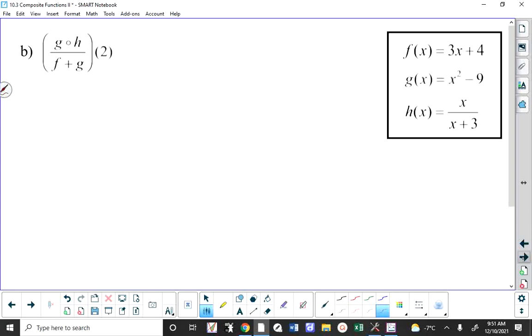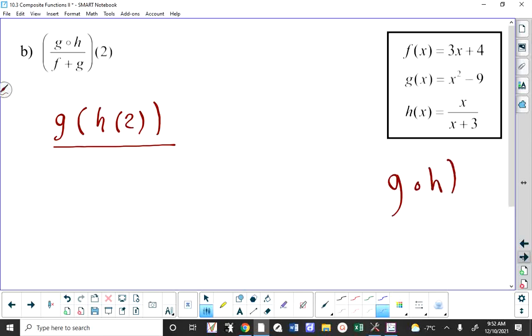G of h over f plus g of 2. Well, this means g of h of 2, and I want to pause for a second here. I hope everybody understands, is bilingual enough to understand what I just wrote. I could have written it this way. And in fact, I'm kind of flipping back and forth between the methods that I use. They mean the same thing, all right? So that's what the numerator of this new function or this problem is.